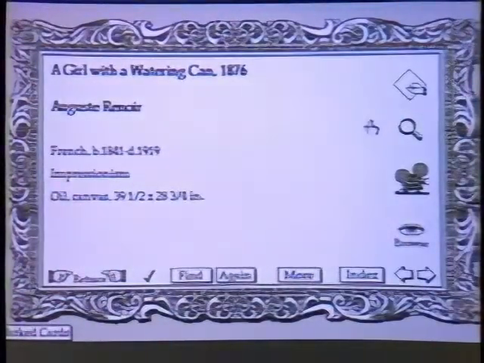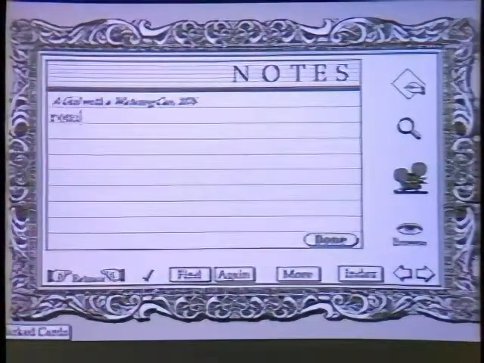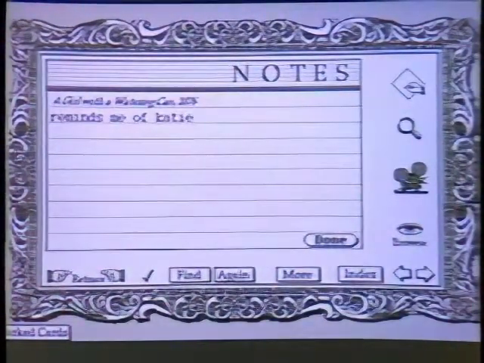Also this icon up here, it's our marginalia icon, lets me put a note in here. I can say, for example, reminds me of my daughter, Katie, and the note card will go away, and this will change from empty to full. And then a year from now, I don't have to remember the name of this painting or who did it. I can simply ask it to find Katie, and with a little bit of luck, it'll go and find that painting for me. So I can really personalize a very large-scale database.